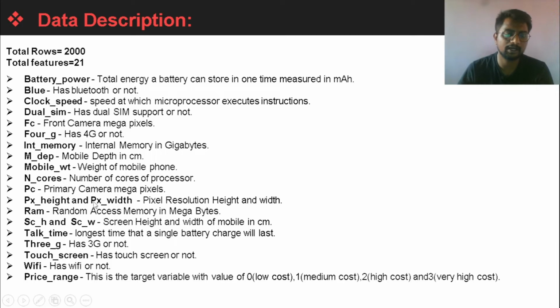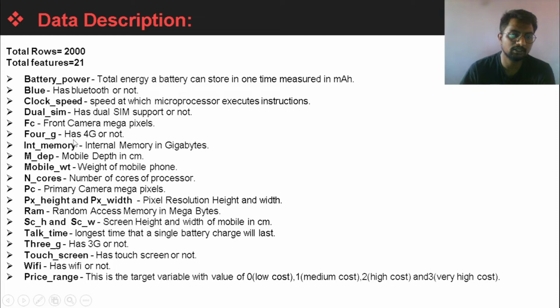We had a mobile dataset with 2000 rows and 21 features including the target variable. So let's check the meaning of each column. First column is battery power. This is the total energy a battery can store at one time, measured in mAh. Bluetooth is whether the mobile has Bluetooth or not. Clock speed is the speed at which the microprocessor executes instructions. Dual SIM indicates whether the mobile is dual SIM or not. Front camera is nothing but front camera megapixels.